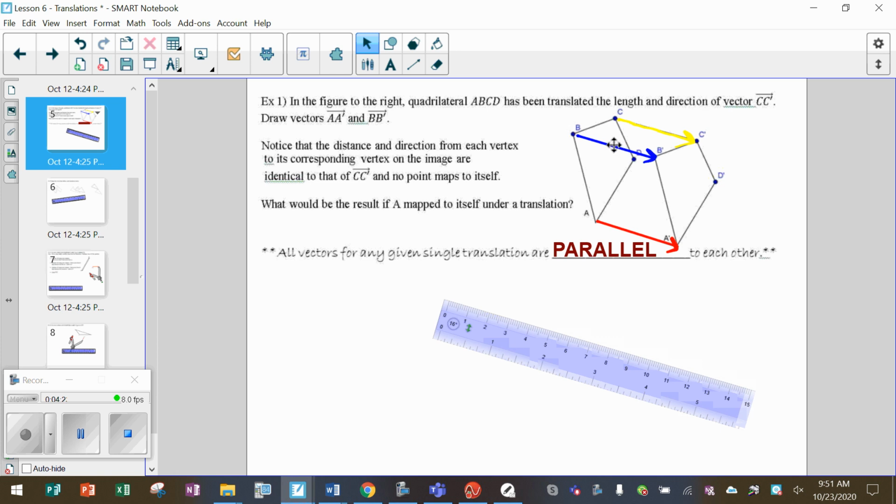And if I drag them on top of each other, they line up. Same distance, same direction. Same thing would happen if I did D to D prime. Same distance, same direction. They're all parallel.